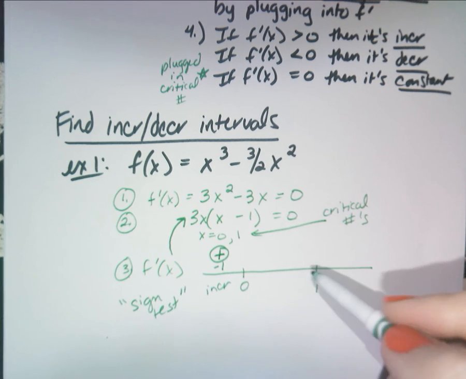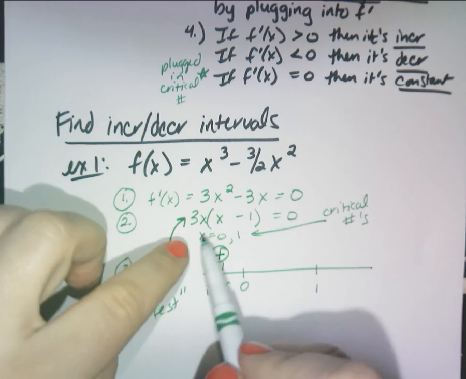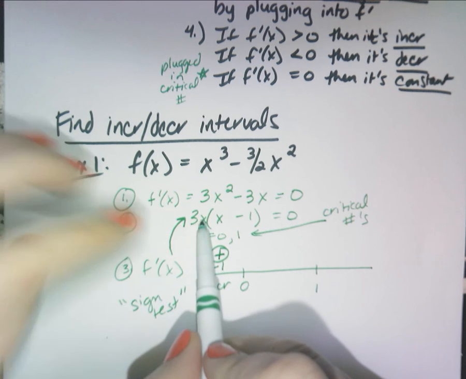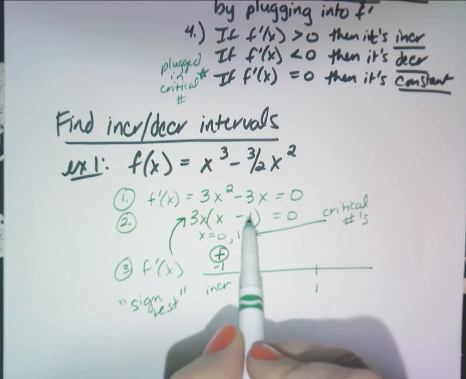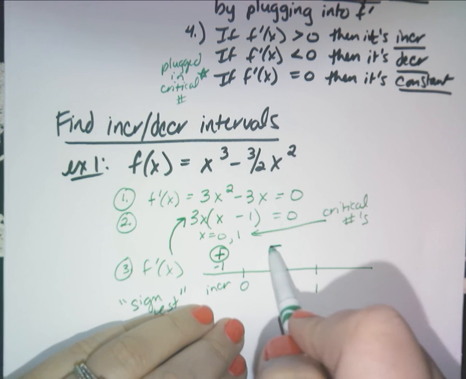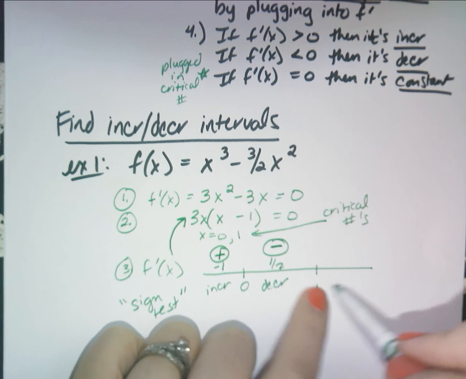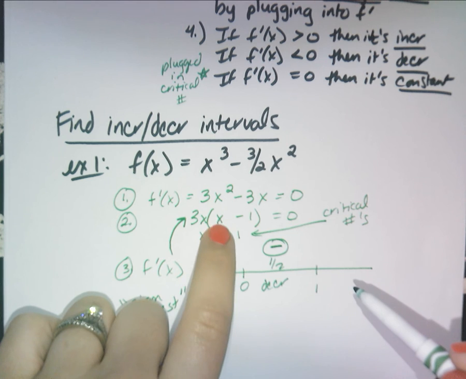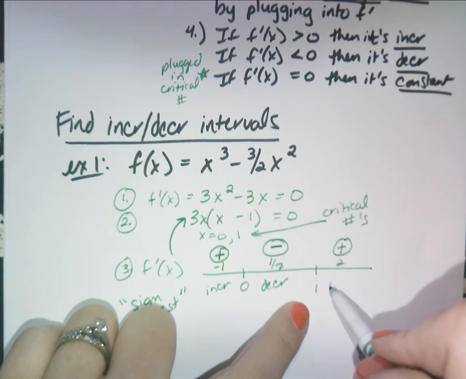Okay? Then we plug a number in here. So 1/2. But again, I don't care about the number. I just care about the sign. 3 times 0.5 is still positive. But 0.5 minus 1 is negative. A positive times a negative is negative. So I'm decreasing. And then I pick a number 2. That would make this positive. 2 minus 1 would be positive. Positive times positive is positive. So I must be increasing.